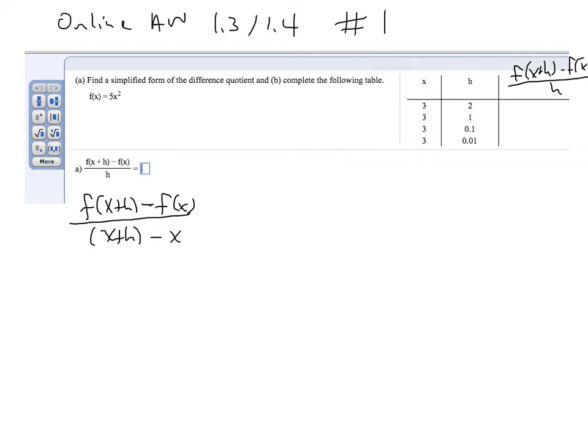This is a walkthrough of the first problem on the online homework for section 1.3 and 1.4. This is very similar to the problem that we had in the lecture slide, both for 1.3 and the very first example in 1.5. But I thought it might help to have a video walking through the algebra so that as these online problems vary a little bit, you'll have an example to go back to.